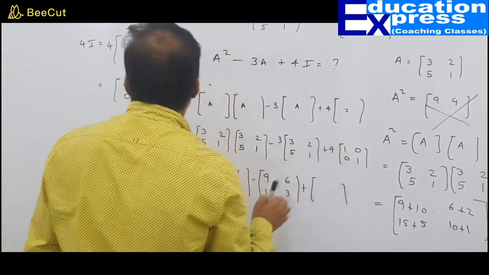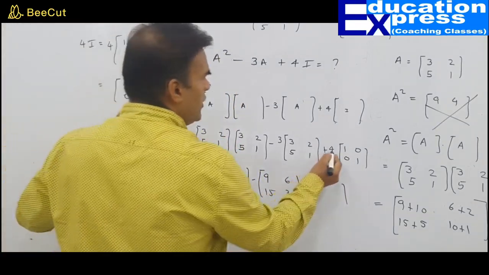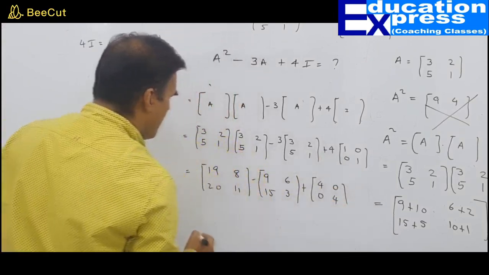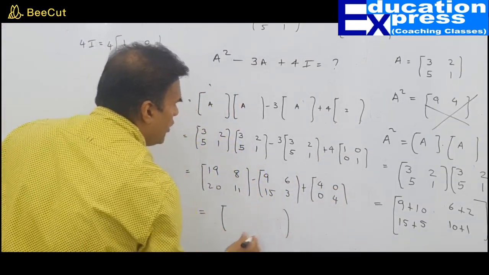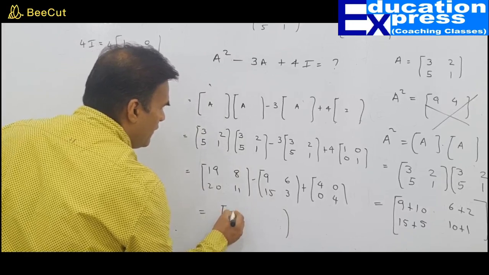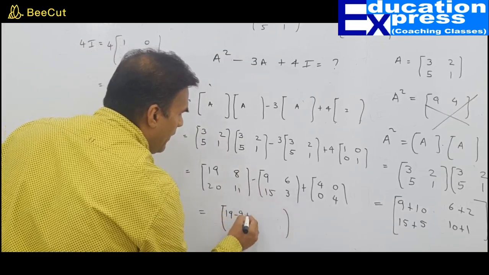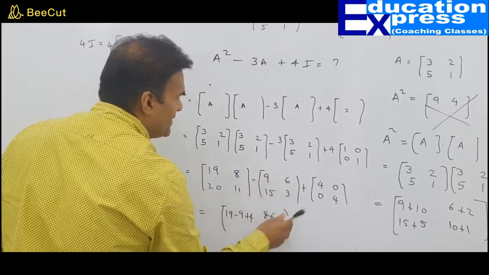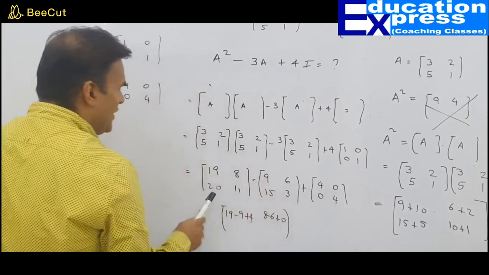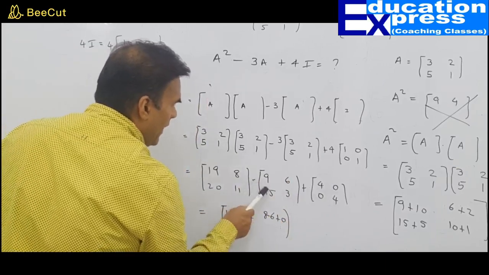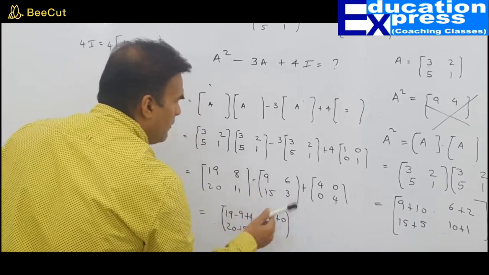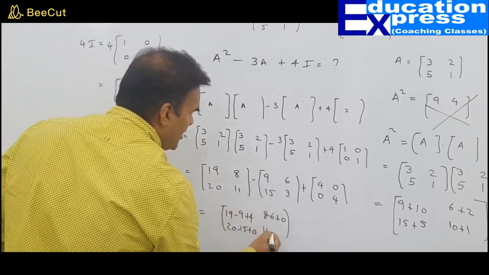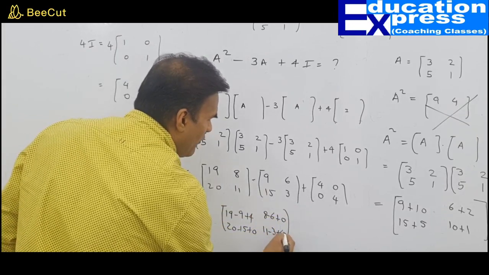Plus 4i. I already found out the value. Still you can find out 4, 0, 0 and 4. So finally what you get is 19 minus 9 plus 4. What over here? 8 minus 6 plus 0. Absolutely right. 20 minus 5 plus 0. Exactly. 11 minus 3 plus 4.